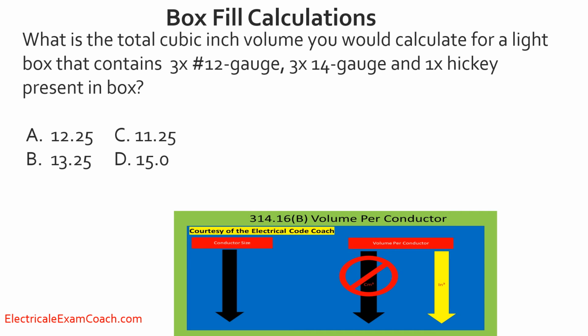What is the total cubic inch volume you would calculate for a light box that contains 3 number 12 gauge conductors, 3 14 gauge conductors, and 1 hickey present in the box? We'll head to our table. We know that each 12 is 2.25, so you always deal with the largest conductors first. And the reason is because your fittings are likely going to be grouped with the largest conductors. We know that we have the 3 number 12s, but now we've got to deal with our fittings. In this case, we have 1 hickey. Each hickey counts as 1 based off the largest conductor that's in the box. And what we're going to do is group it with the 12s.